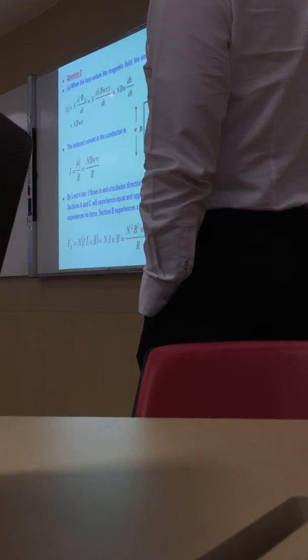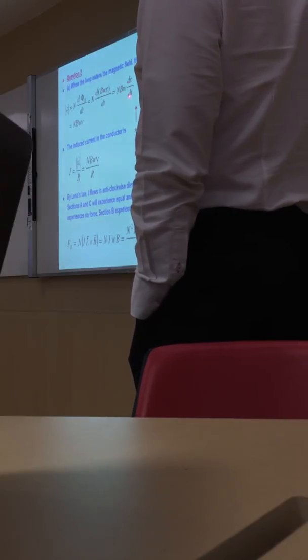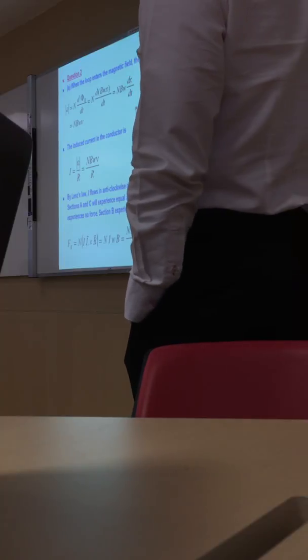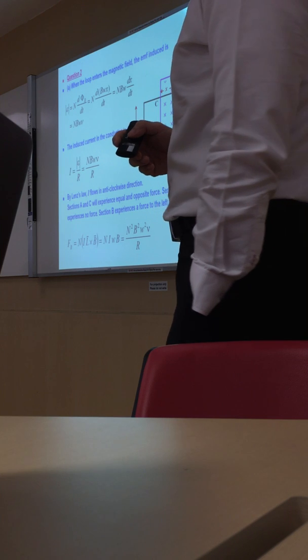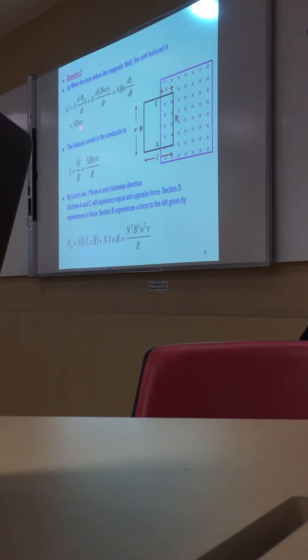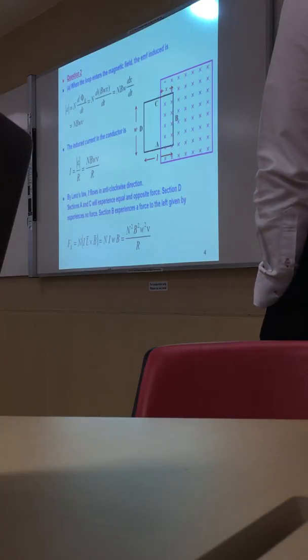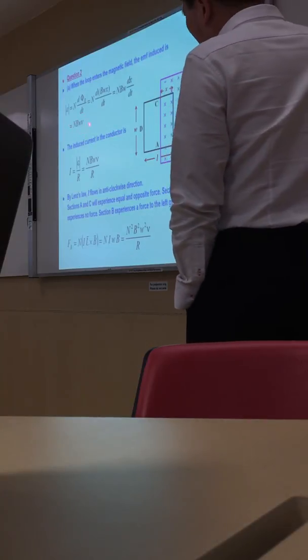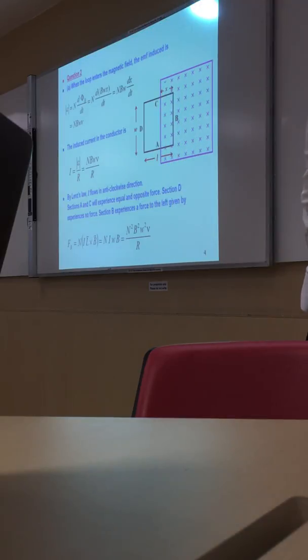Okay? And since B and W are constant, we bring them out. So we are left with dx/dt. So dx/dt is actually a measure of how fast it's moving to the right, which is the speed, isn't it? So therefore, it's just v, the speed. So we obtain the EMF induced. So this amount of volts will be induced in this loop, and that will cause current to flow.